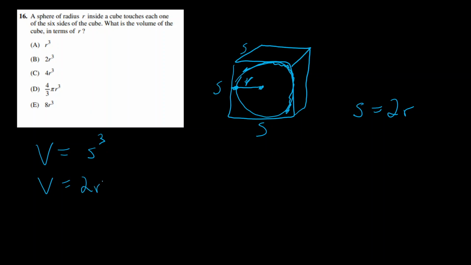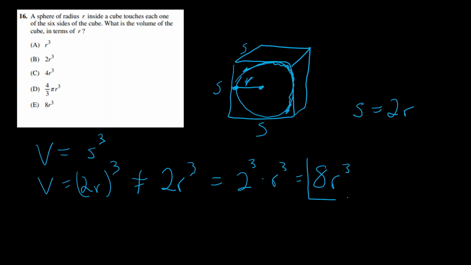Volume equals (2r) cubed. And remember, that does not equal 2r cubed. It equals 2 cubed times r cubed, which is 8r cubed. So don't get thrown off by answer choice B there. You know it's going to be E, because we're going to do our exponent rules properly.